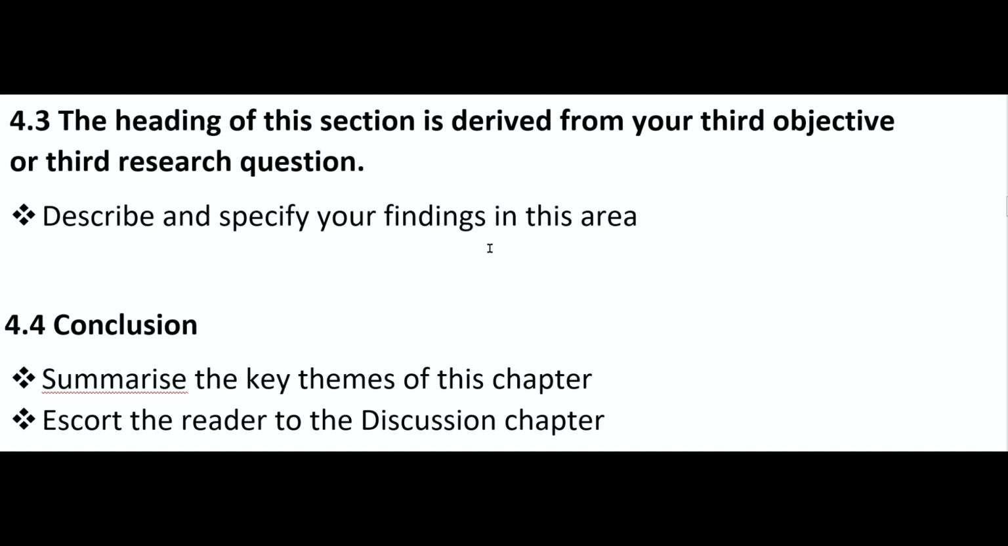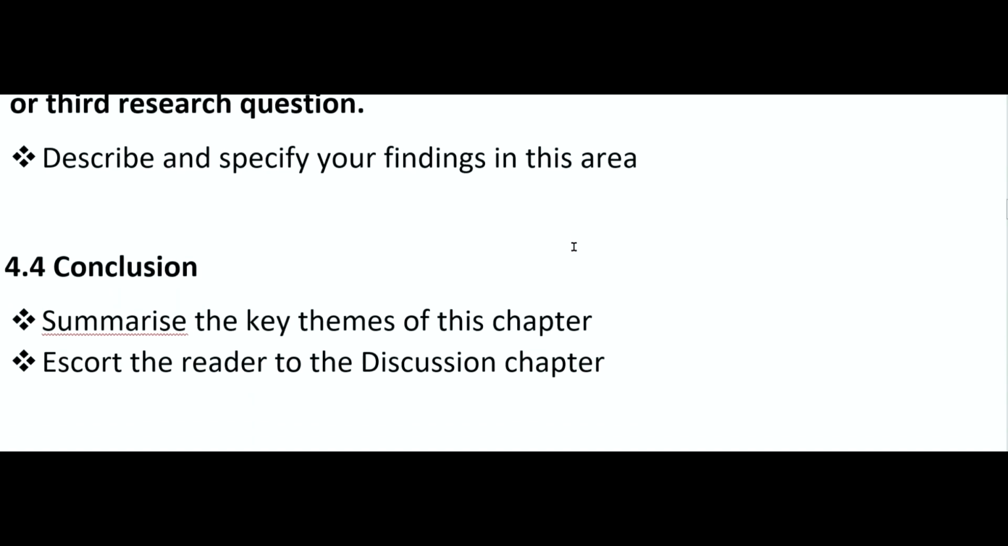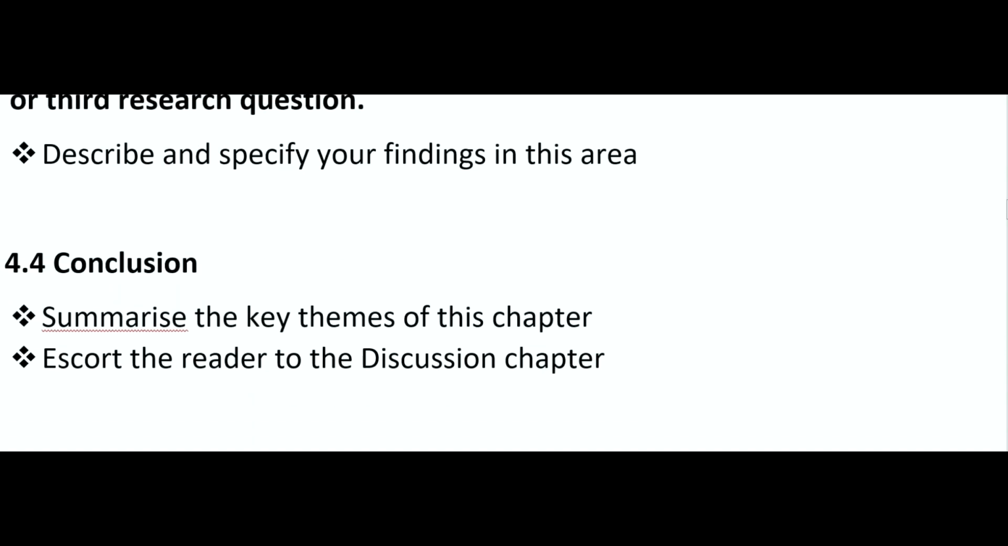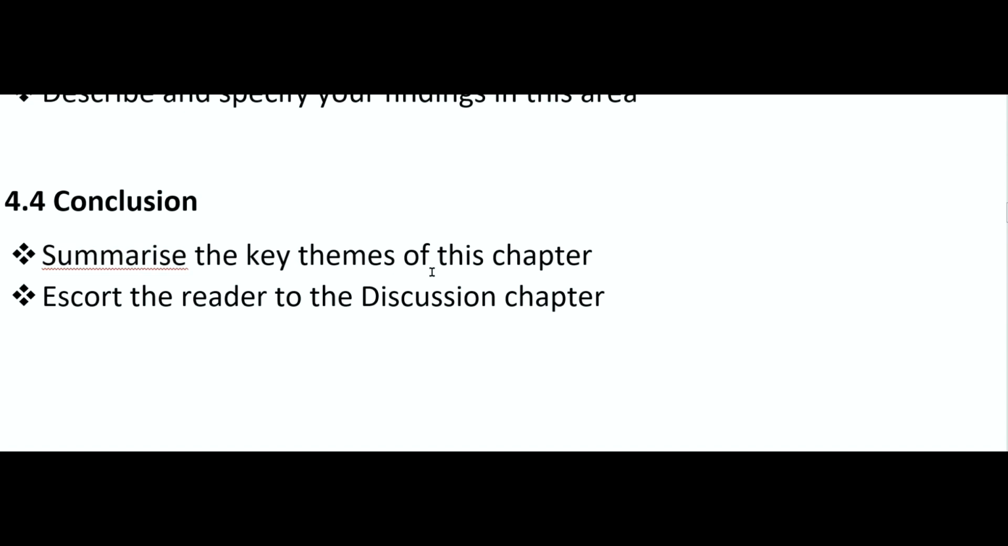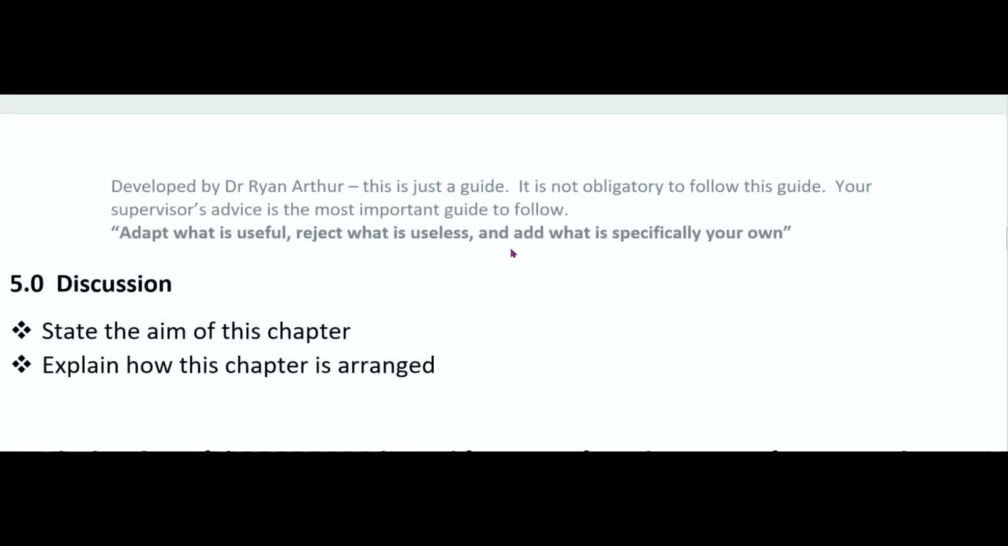The heading of this section is derived from your third objective or your third research question. Describe and specify your findings in this area. And finally, we'll end with a conclusion, 4.4, summarize the key themes of this chapter and escort the reader to the discussion chapter. So now that we discussed the findings, it's important to analyze these findings, which will be done in the discussion chapter. You have escorted your reader to the next chapter.